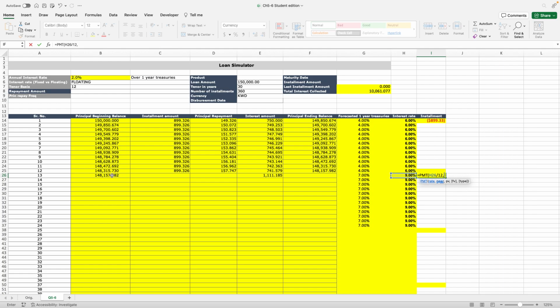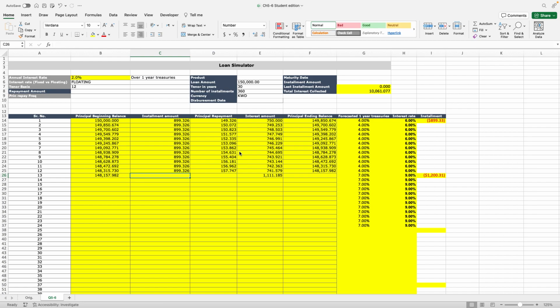Then the trick is here, guys. The number of periods is going to be 360, but minus 12, because we already paid 12 installments. Comma. How much is the present value of the loan? You don't put 150,000 because you paid the big part of it. The amount remaining is 148,158. You close the bracket and you get 1,200.